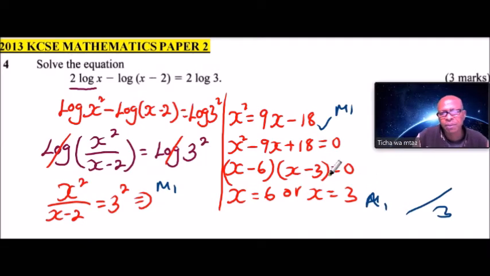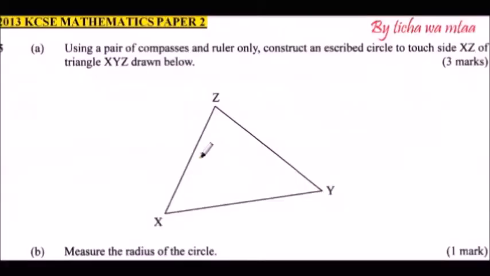About the logarithms. Question number 5. Using a pair of compasses and ruler only, construct an inscribed circle to touch side XZ of triangle XYZ drawn below. So we have our triangle XYZ. We are supposed to draw an inscribed circle touching X and Z. And we are instructed to use a pair of compasses and a ruler only, so you don't use any other instrument.